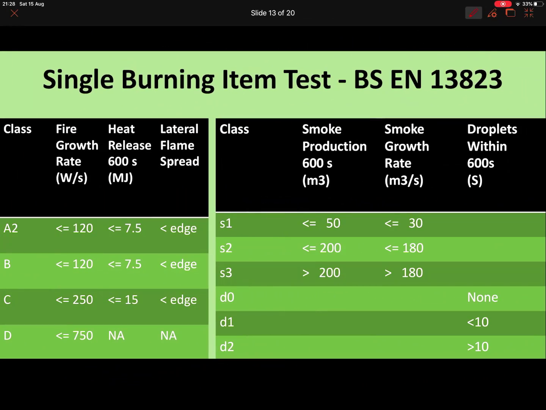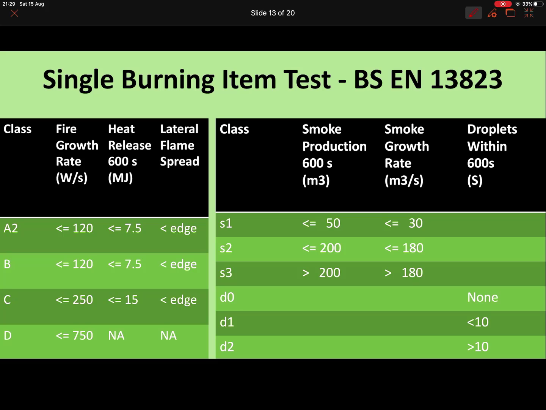So here is the criteria for the various different classifications. That's what this slide is attempting to achieve. So if we look on the left hand side, it's probably a little bit more important than the right hand side, and I'll tell you why it's more important than the right hand side. It's because we don't have any classification as far, although we mention S3s and D2s and things like that.